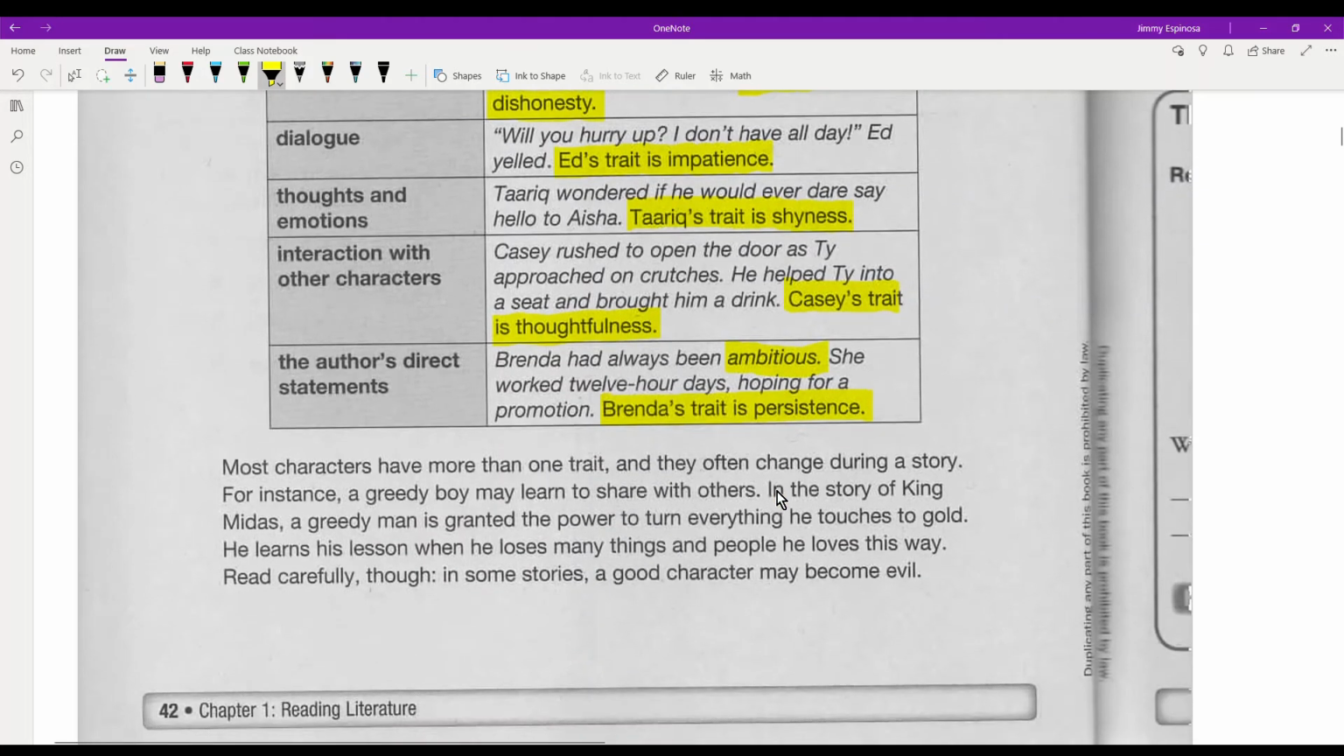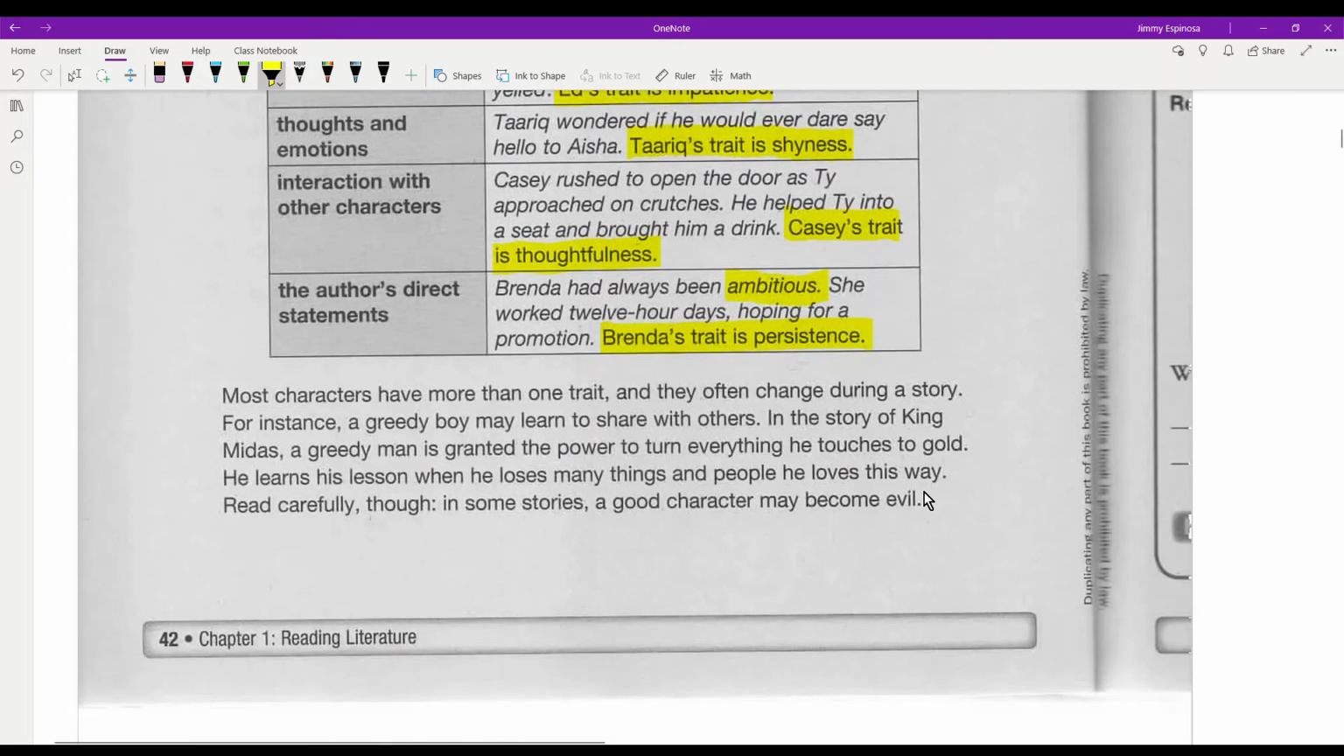Now to continue, most characters have more than one trait, and they often change during a story. For instance, a greedy boy may learn to share with others. In the story of King Midas, a greedy man is granted the power to turn everything he touches to gold. He learns his lesson when he loses many things and people he loves this way. Read carefully though, in some stories a good character may become evil. Does King Midas become evil? You'll have to read that story in order to find out.